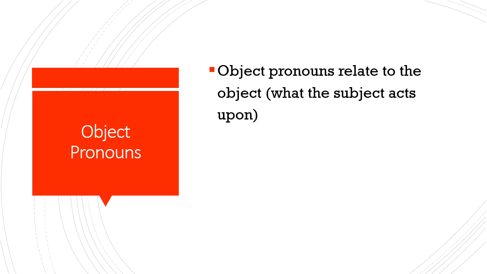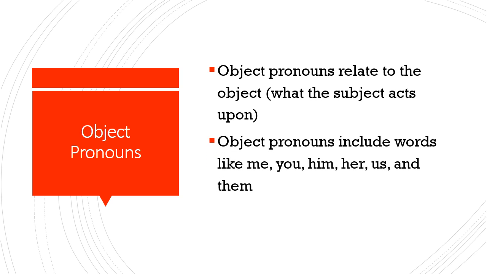Conversely, object pronouns relate to the subject, what the subject acts upon. Remember that objects are often introduced by prepositions. We'll go over this again in class, but prepositions are included in another video that we've already covered. Object pronouns include words like me, you, him, her, us, and them.